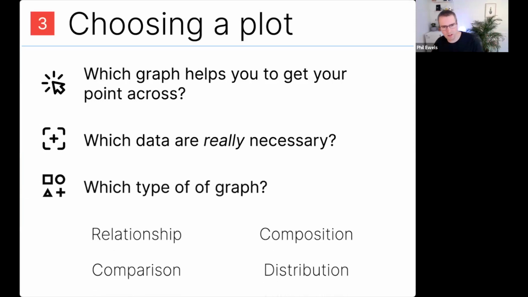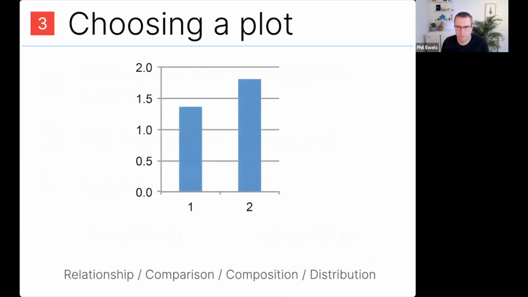And then which type of graph? Graphs can be roughly split into 4 different groups. Graphs can show relationships between different things, composition of groups. They can be comparing different things, and they can show a distribution. What does this plot show out of those 4 categories?